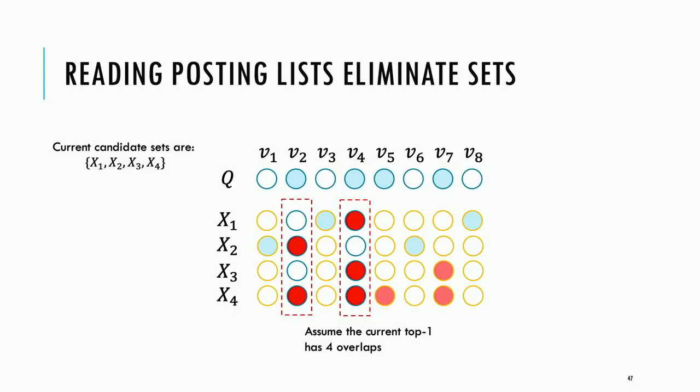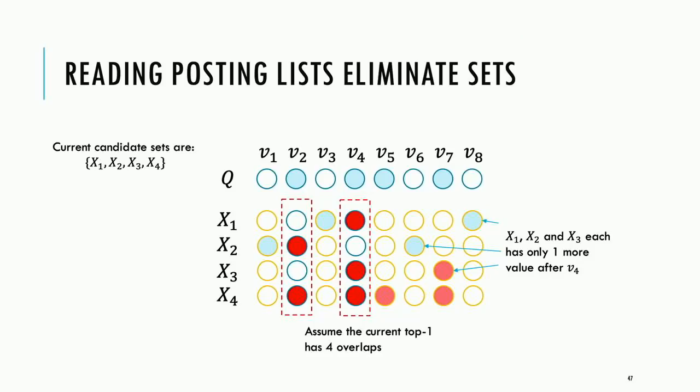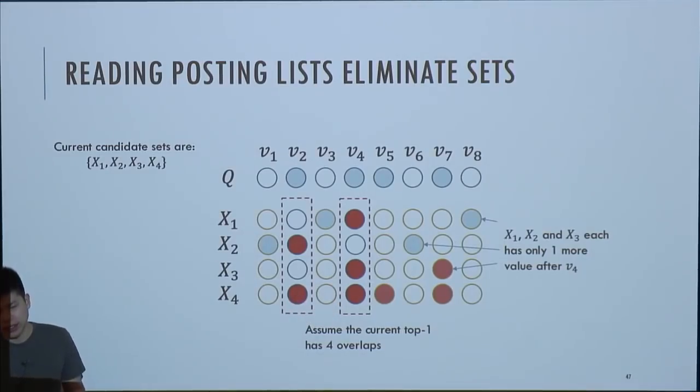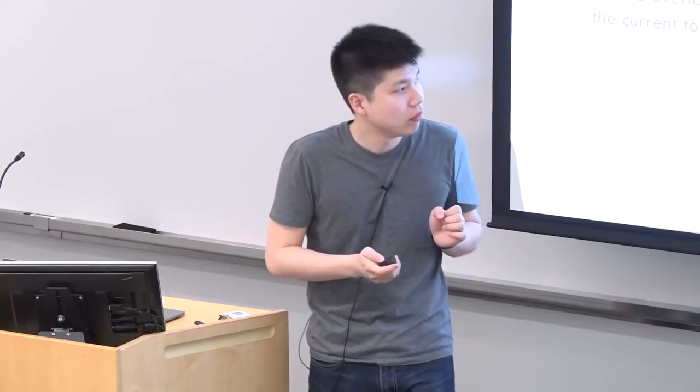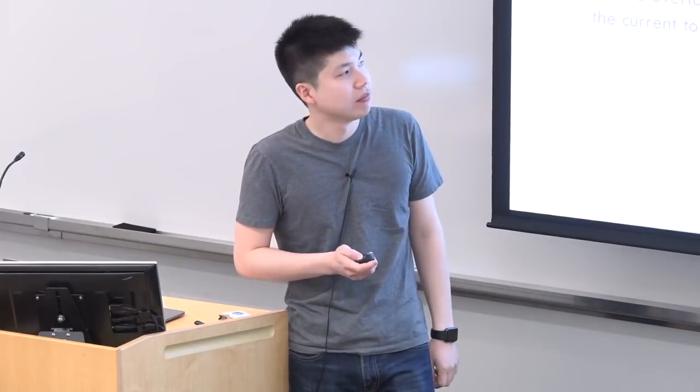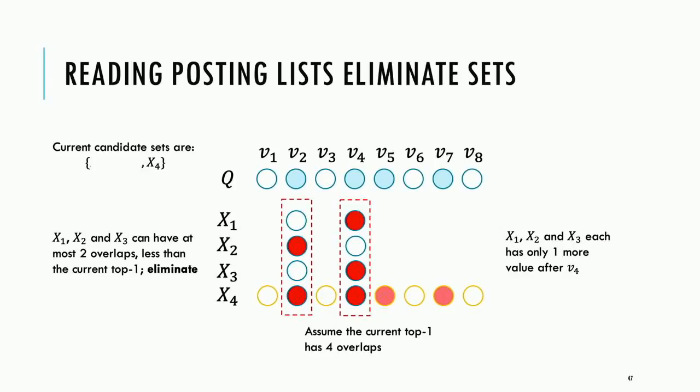Let's say we read 2 postings, and we discover these candidate sets up there, X1, X2, X3, X4. So if we assume that the current top 1 overlap is 4, let's just say it's 4. What we know from the posting list is that X1, X2, and X3 have only one value after V4, the last posting list that we read. But what does this mean? It means that these candidates can have at most 2 overlaps with my query, because they also have only 1 overlap in the postings that we've seen. So they can have at most 2 overlaps. We don't care about them. So by reading the 2 postings without reading the candidate sets, we get rid of the read costs associated with those candidate sets.